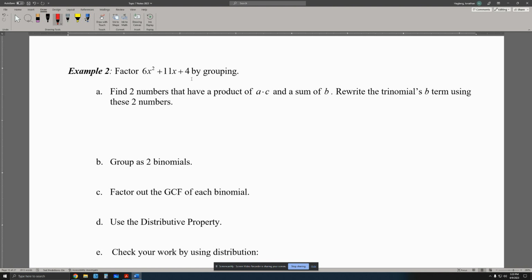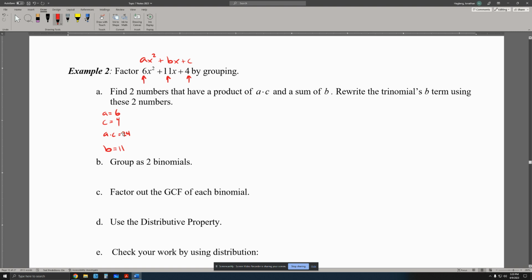So we find the product of a and c. As a reminder, all of these quadratic trinomials are in the form ax squared plus bx plus c. So that tells me a is equal to 6, that's the leading coefficient, and c is equal to the constant term, 4. So therefore, a times c is 24. Okay? We're looking for, and b is 11, that's that middle term. So we're looking for factors of positive 24 that add to 11.